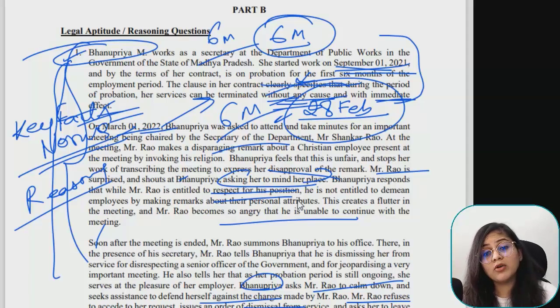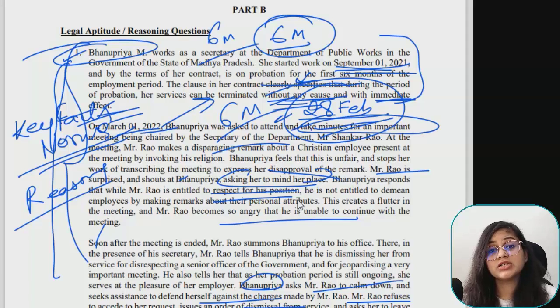Then secondly, Bhanupriya was given the task to take down the minutes of an important meeting that was chaired, and if she does not do so, then she is not performing her duties. This can be another cause for expelling her, that she did not perform her duties.